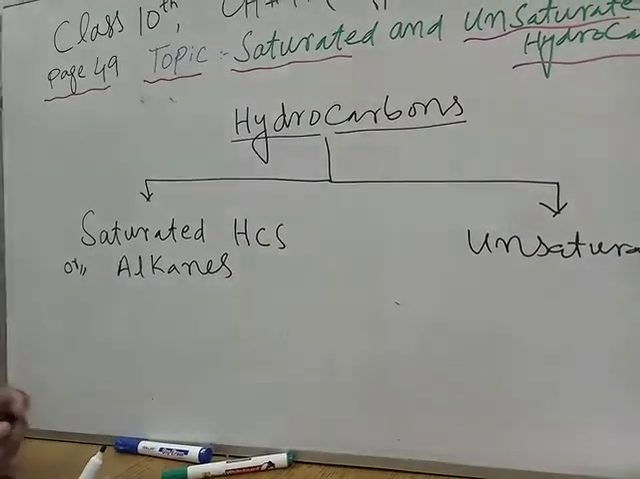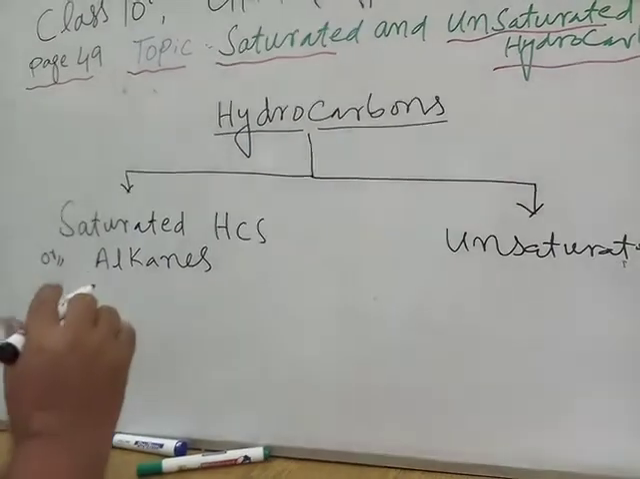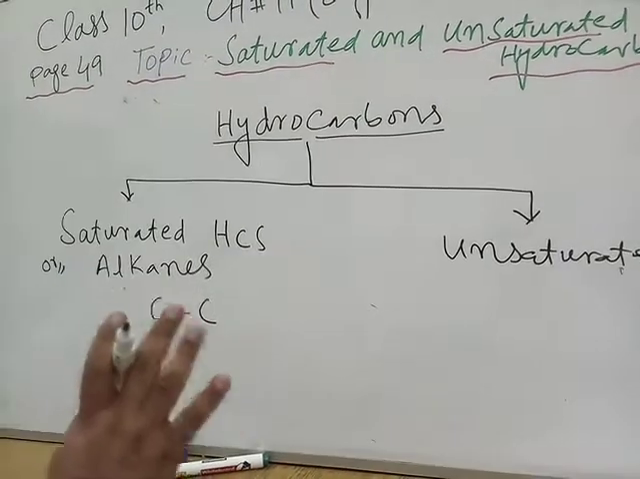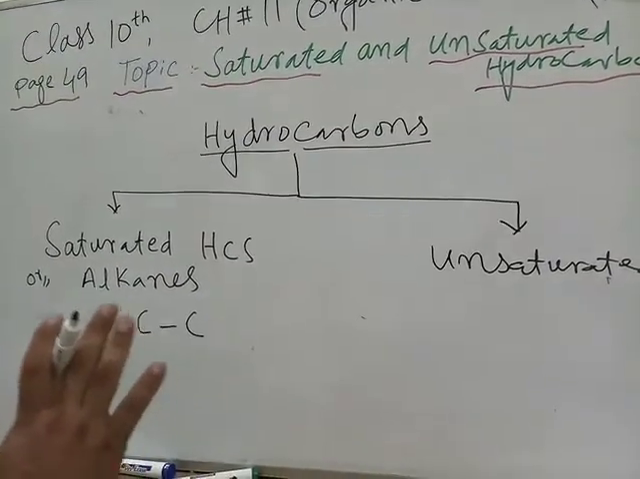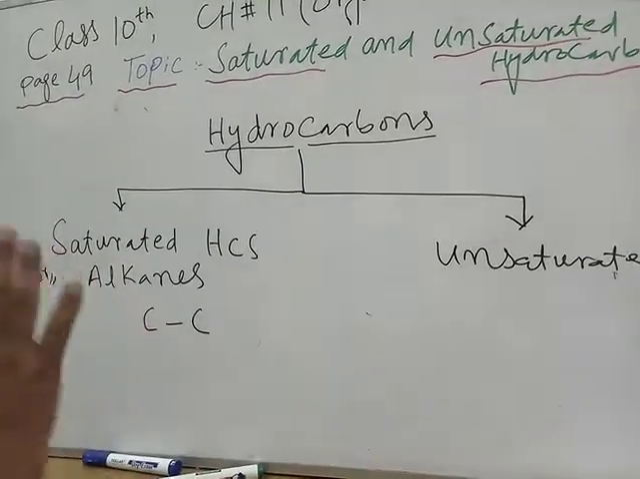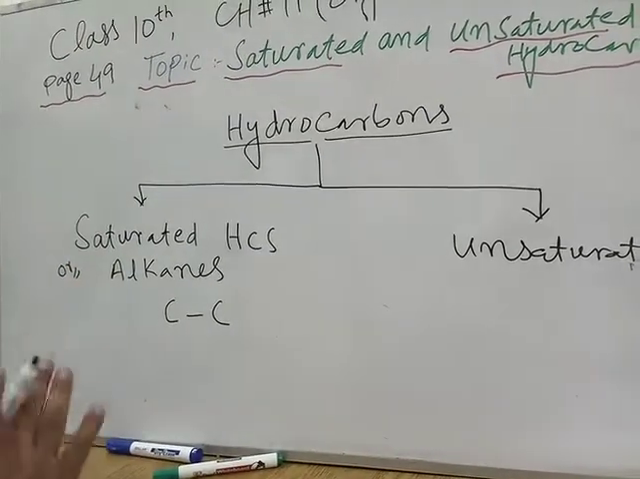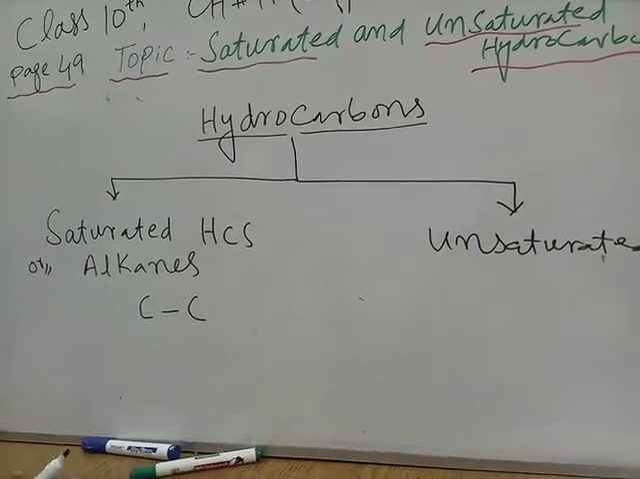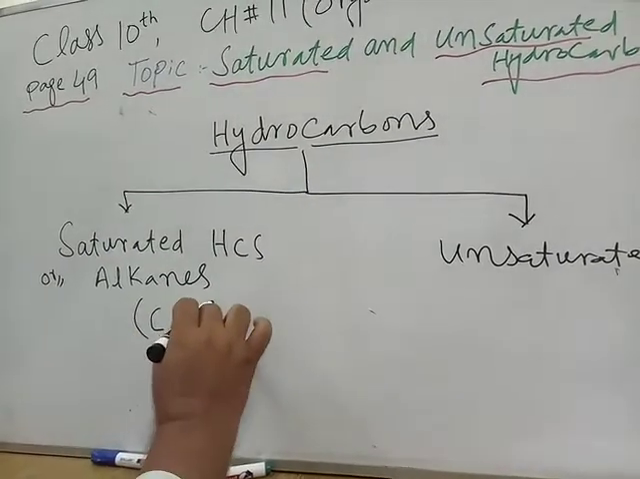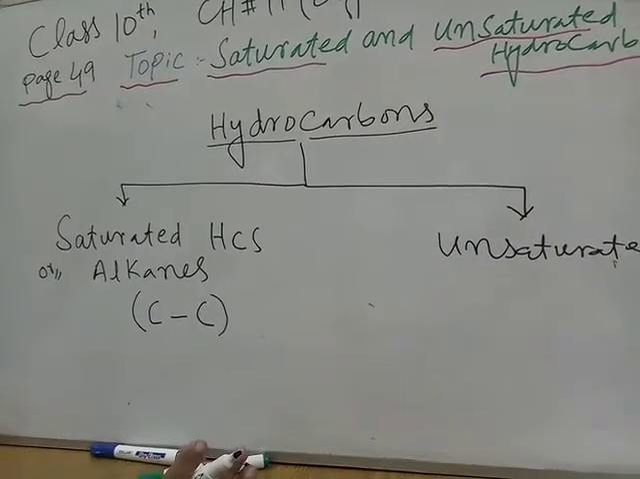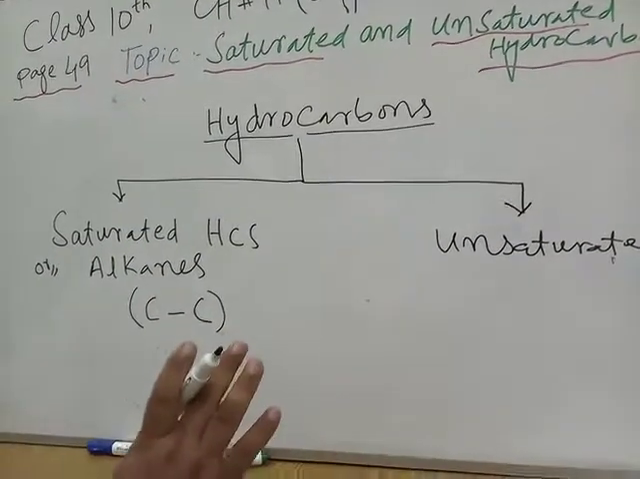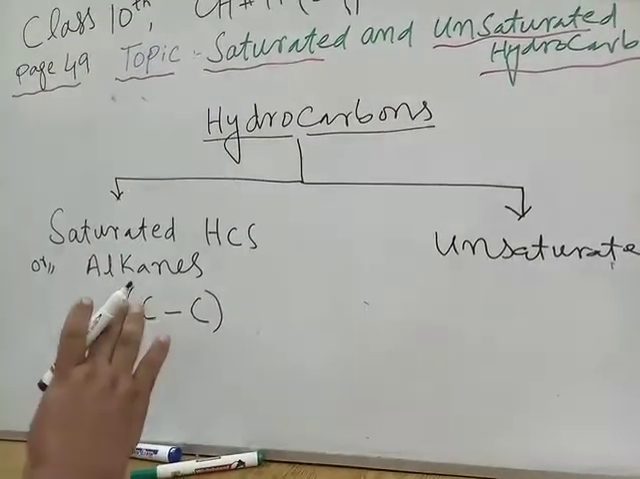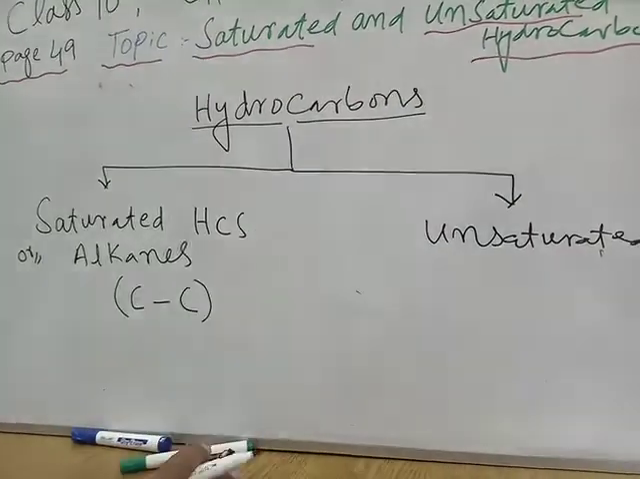Those hydrocarbons in which there is only a carbon single bond between any two carbon atoms, with no double or triple bond, are called saturated hydrocarbons. They are also called alkanes. So alkanes have just carbon single bonds only. You will never have any double bond or triple bond in alkanes. That will never be an alkane, it will be something else.